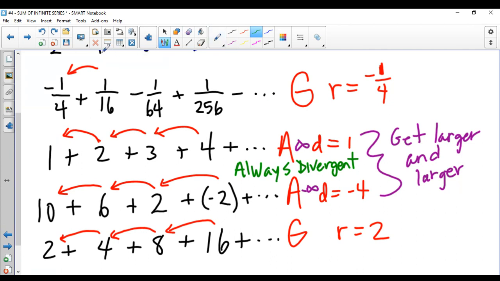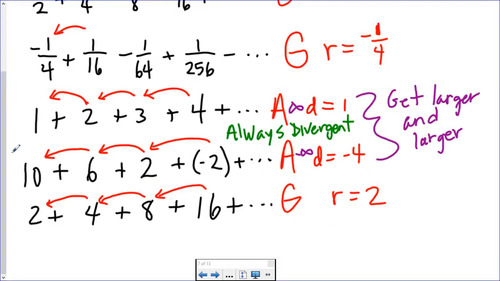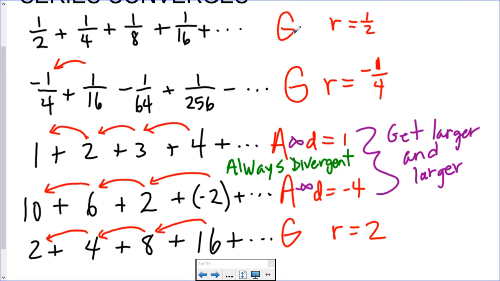Now let's take a look at the geometric ones. What happens with those terms? So for this first one up here, what happens to the terms themselves? I got a half, which is 0.5. Then this is 0.25. That's 0.125. If you keep going, you can see for this geometric series, the terms themselves are actually getting smaller and smaller.